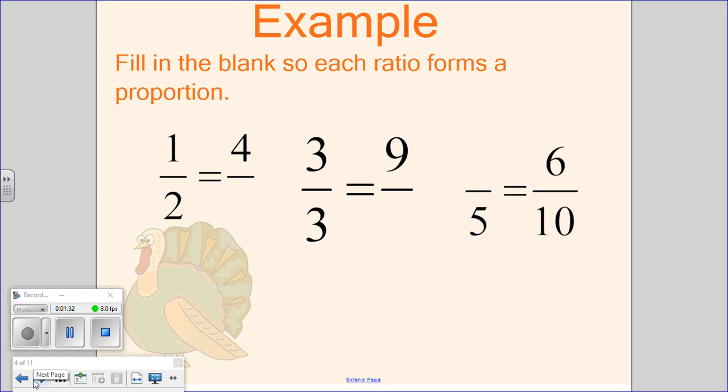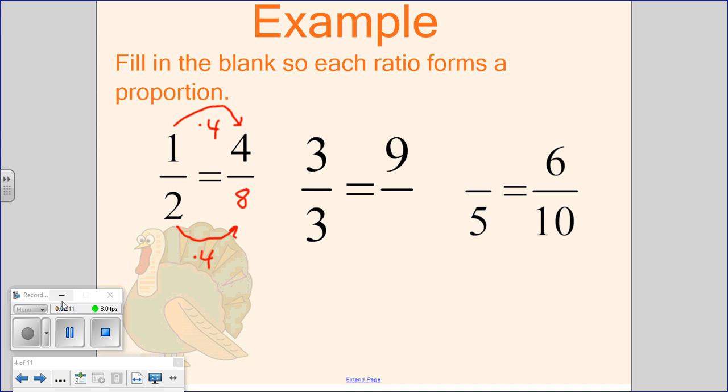So let's start with some examples. Fill in the blanks so that each ratio forms a proportion. So one way we could do this is by looking at the relationship between 1 and 4. Well, how does 1 become 4? Times 4. So if I want to find a number in this denominator that is equivalent here so that these form a proportion, I need to think of what is 2 times 4. Well, I know that 2 times 4 is 8. So I'm saying that this proportion 1/2 is equal to 4 over 8.